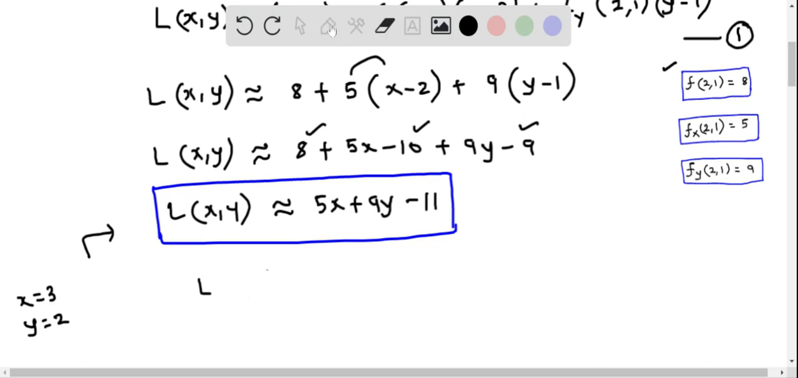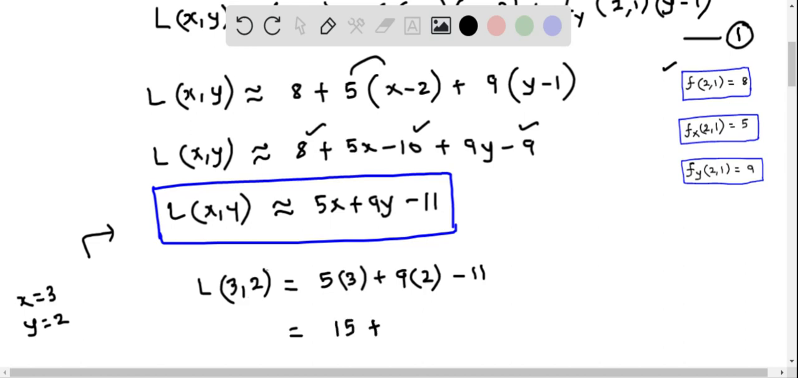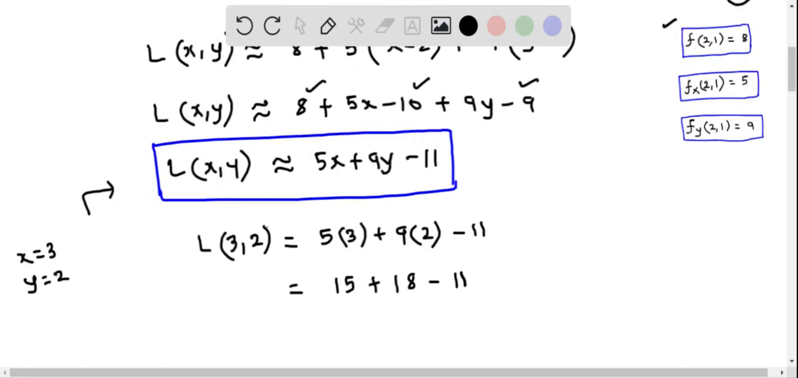If we replace x by 3, so this is L of (3, 2). This equals 5 times x, which is 3, plus 9 times y, which is replaced as 2, minus 11. And this equals 5 times 3 is 15 plus 9 times 2 is 18 minus 11. So this equals 15 minus 11, which is 4. 18 plus 4 is 22. So therefore the approximate value of L of (3, 2) equals 22.